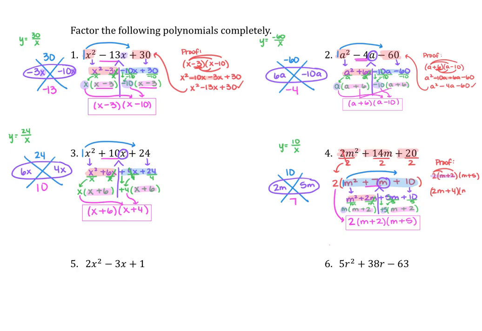I'm going to then multiply that by the second parentheses by double distributing. 2m times m gives me 2m squared. 2m times 5 gives me 10m. 4 times m gives me 4m. And 4 times 5 gives me 20. When I combine those like terms, I get back to 2m squared plus 14m plus 20.